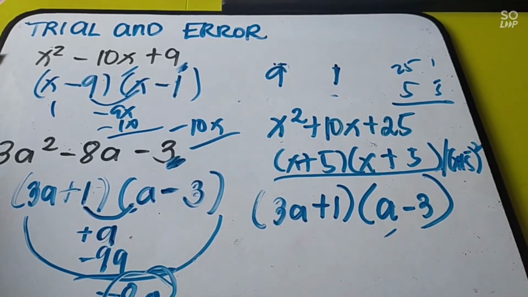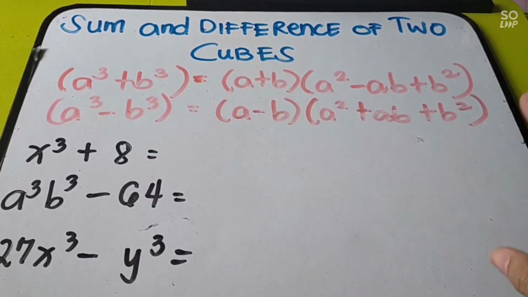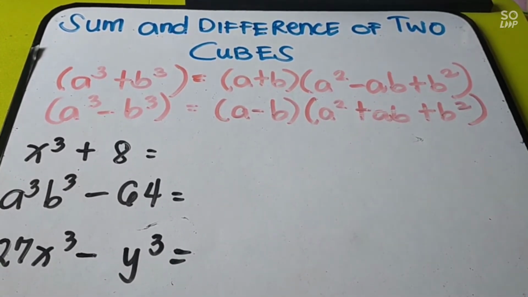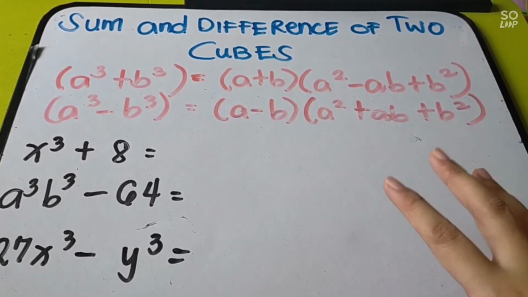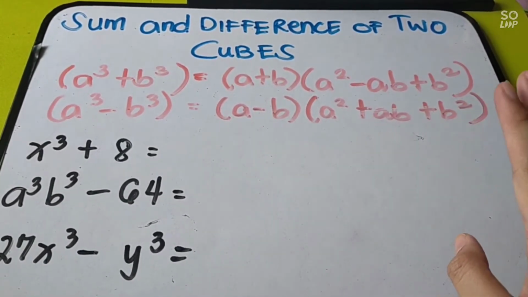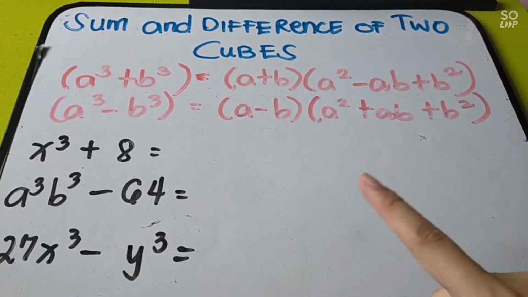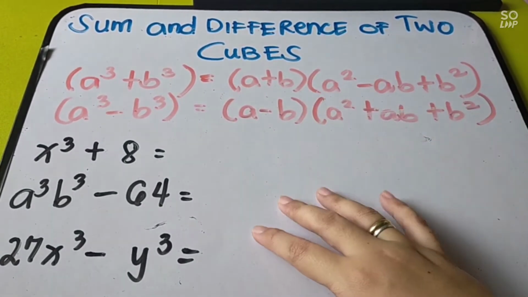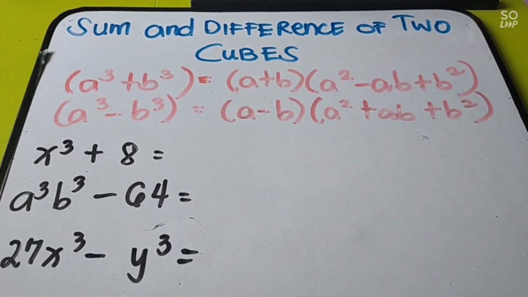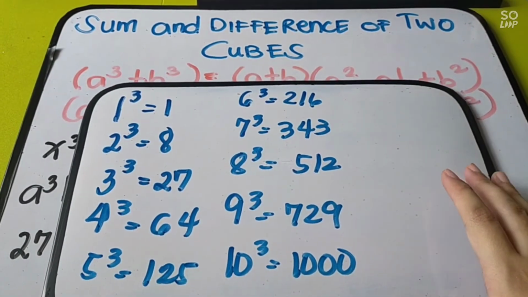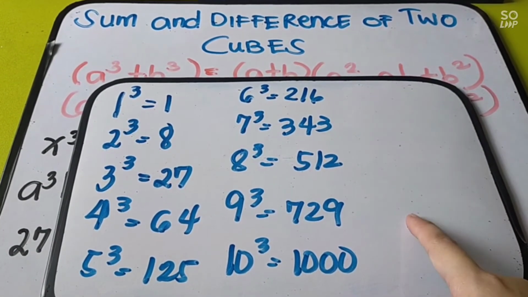Is it clear? Let us move with sum and difference of two cubes. So, in this part, kailangan ang given mo dito ay perfect cube. Okay? Paano mo masasabing perfect cube ang inyong variables kapag siya ay divisible by 3? Paano mo naman masasabing perfect cube ang inyong numbers kapag nandito siya sa mga perfect cube numbers just like this one? So, ito yung mga example of perfect cube numbers.